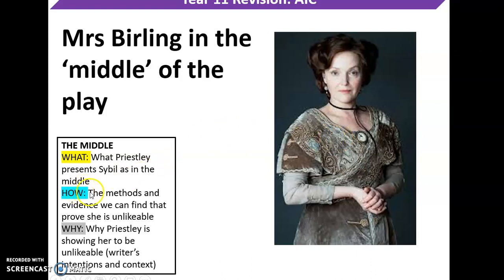We're going to think about how he presents her, the methods, the evidence that we can find that prove our argument that she is highly dislikable, that she's a very unlikable character. And we're going to think again about the why: Priestley shows her to be unlikable at every stage of the play. And we're going to link that to his intentions and the context of 1912.